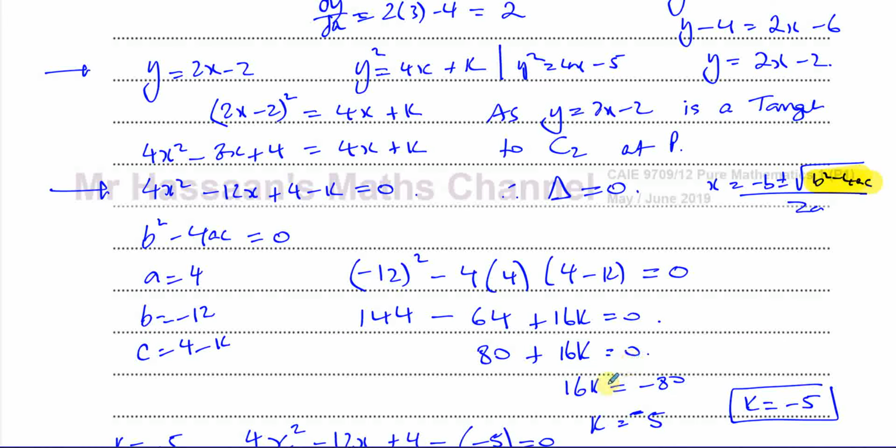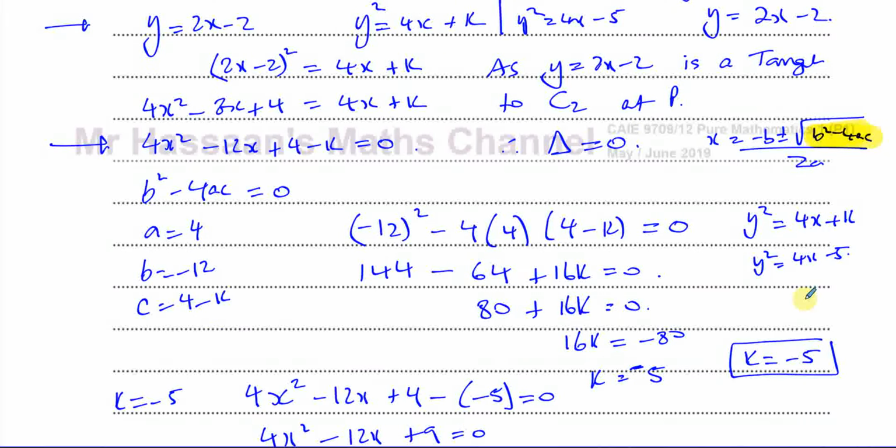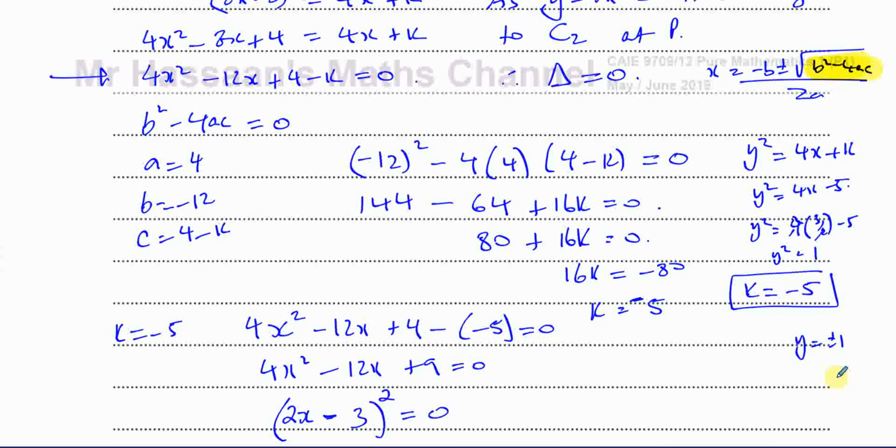Now somebody might have done the following. They might have put the answer in here, 4x minus or plus k. So you'd end up with y squared equals 4x minus 5. Now if they put the x value in here, they'll have y squared equals 4 times 3 over 2, minus 5. So you'll have y squared equals 6 minus 5, which is 1. And they might write the answer y equals plus or minus 1. And that would actually not be a correct answer.